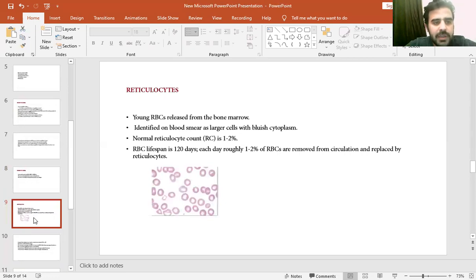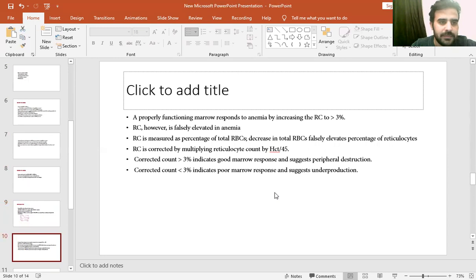Reticulocytes. What are reticulocytes? They are young red blood cells released from the bone marrow. They are identified on blood smear as large cells with bluish cytoplasm. I have given a diagrammatic illustration of the reticulocyte. This is the reticulocyte. The normal count of reticulocytes is 1 to 2%. Now, as you know, the red blood cell lifespan is 120 days. Each day, 1 to 2% of RBCs are being removed from the circulation and they are replaced by the reticulocytes, which are young RBCs.